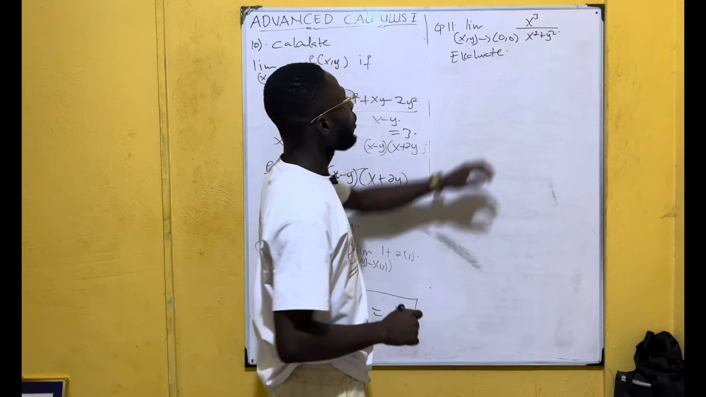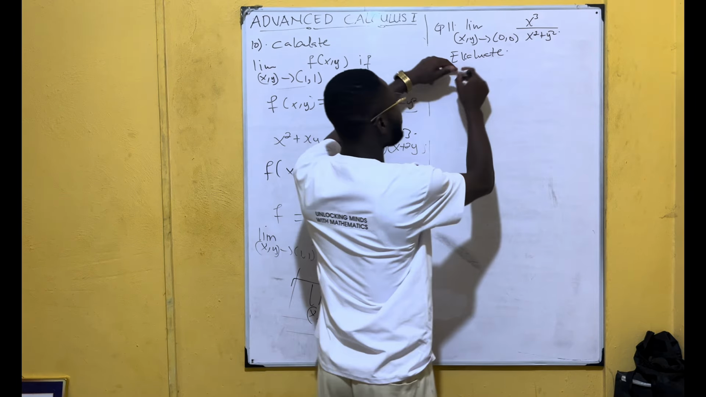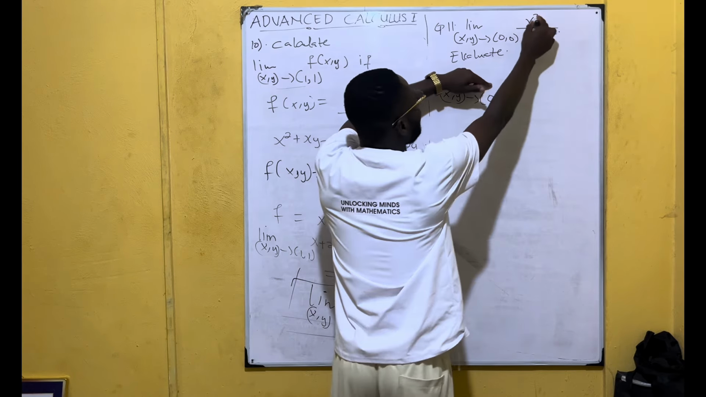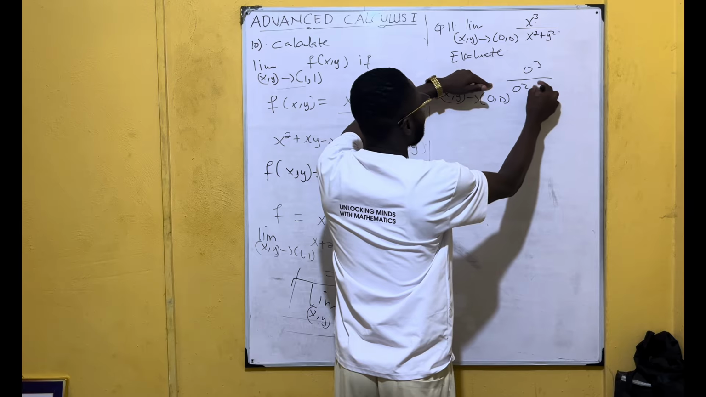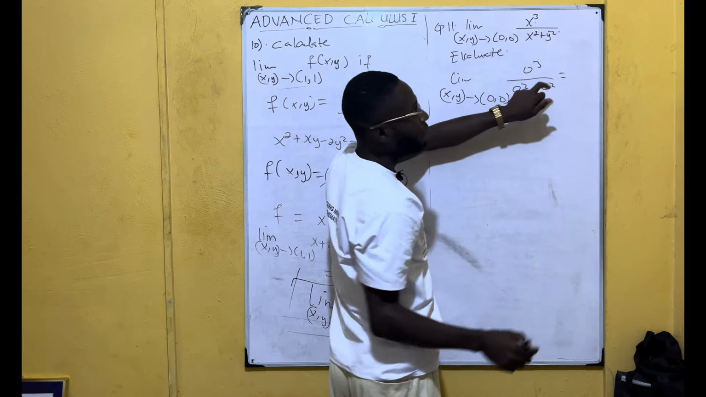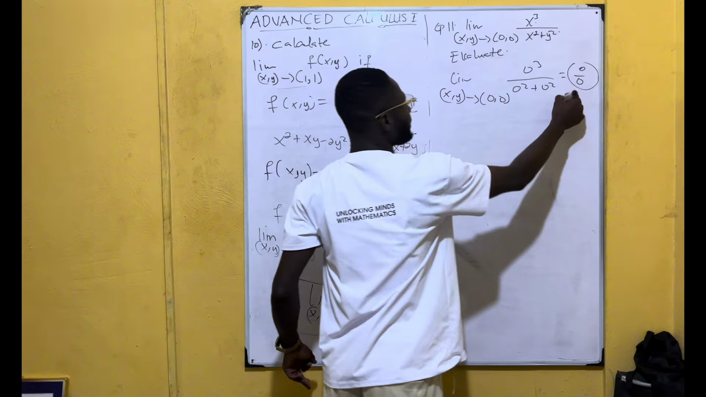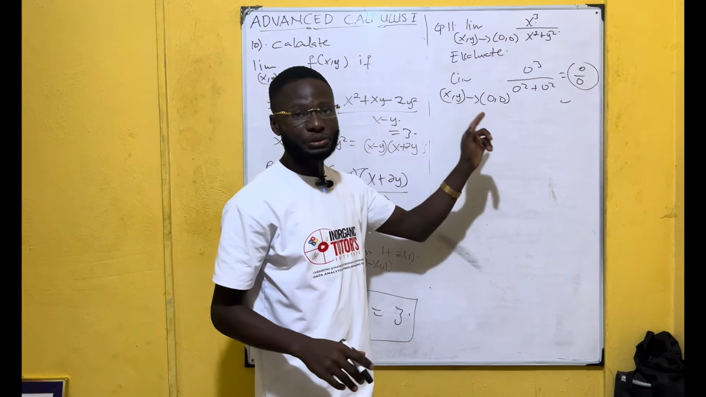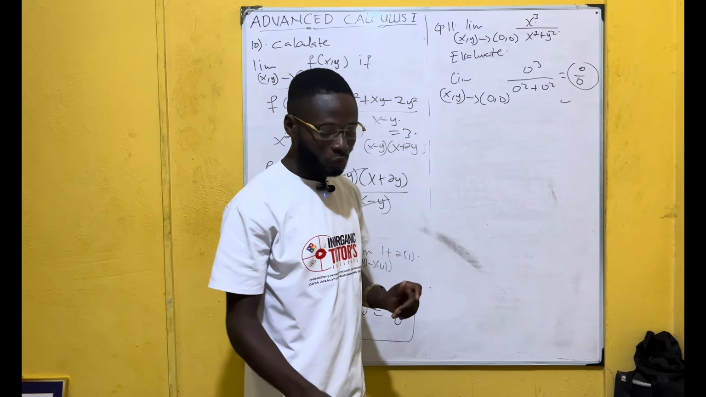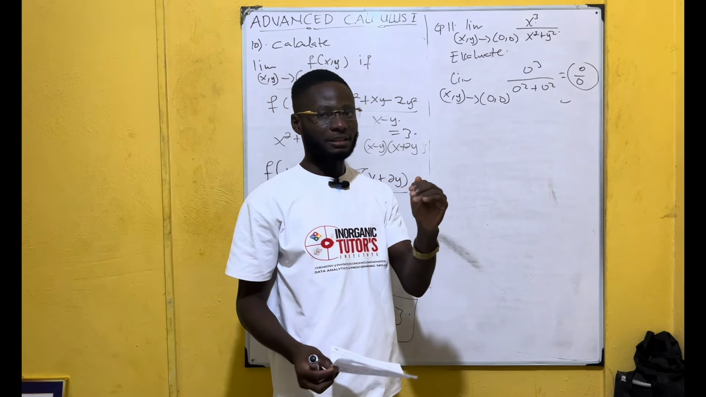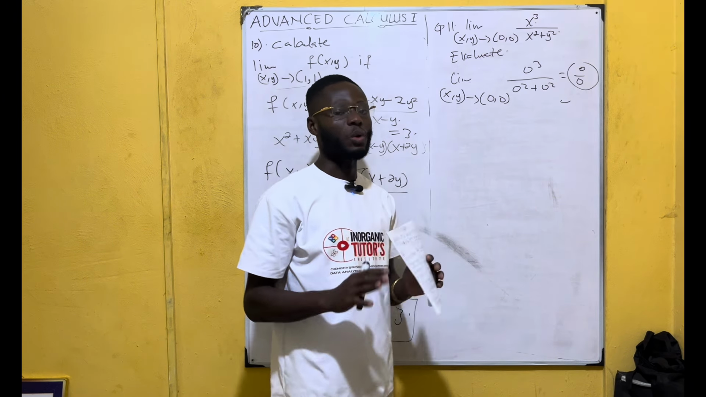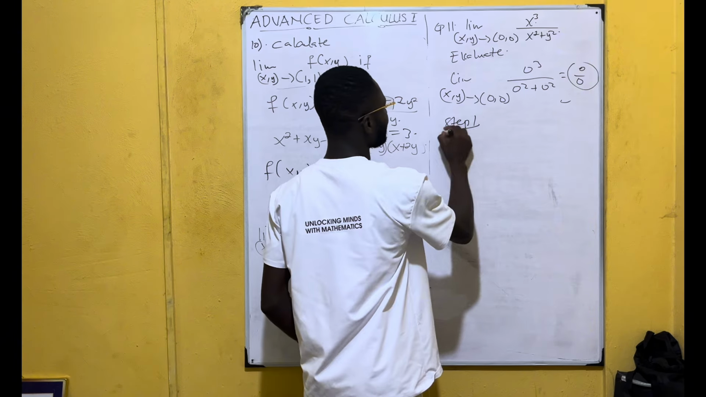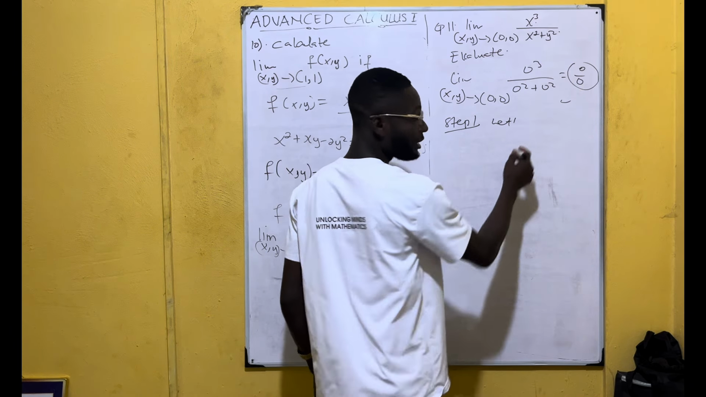So first of all, we do direct substitution. When we do direct substitution here, we are going to have 0 cubed divided by 0 squared plus 0 squared. So you see we have 0 over 0, and this is indeterminate. So indeterminate gives us the liberty to go and use the different path approach. What we are going to do is to first use path 1, where we say that y is equal to 0. So step 1, we are using the different path approach.